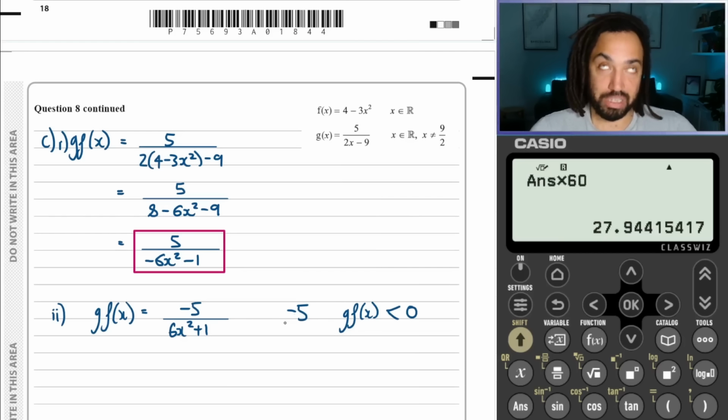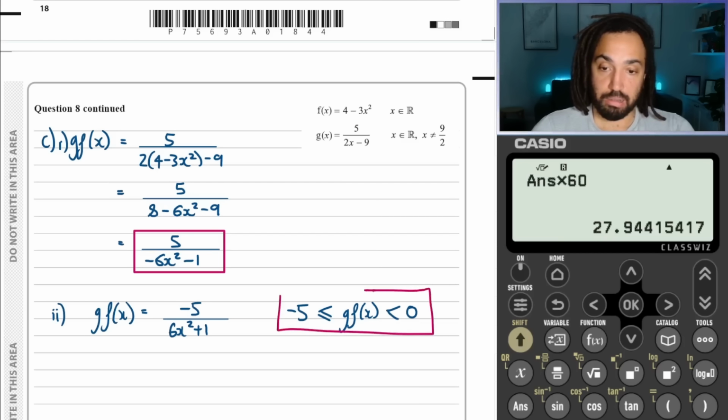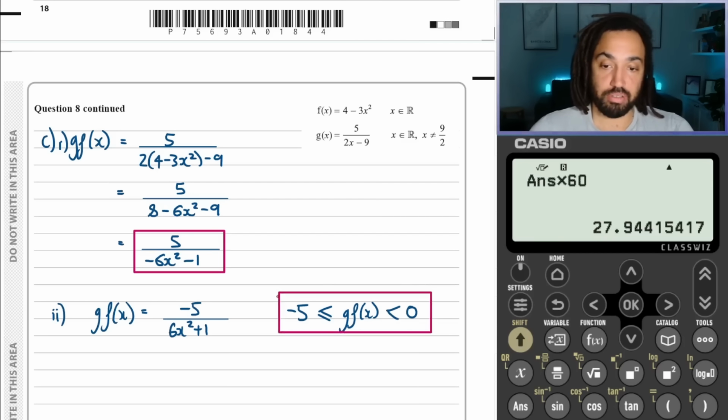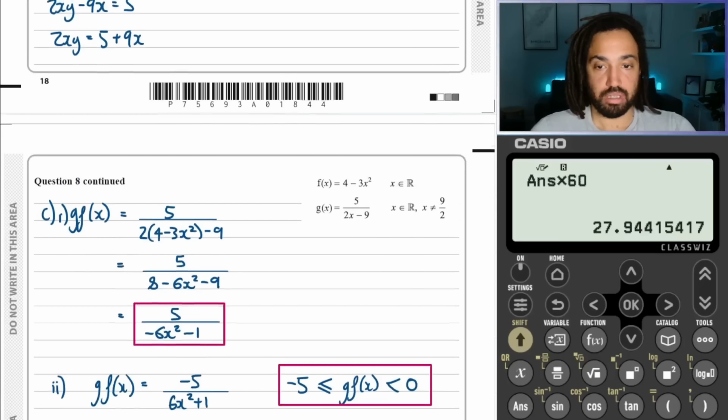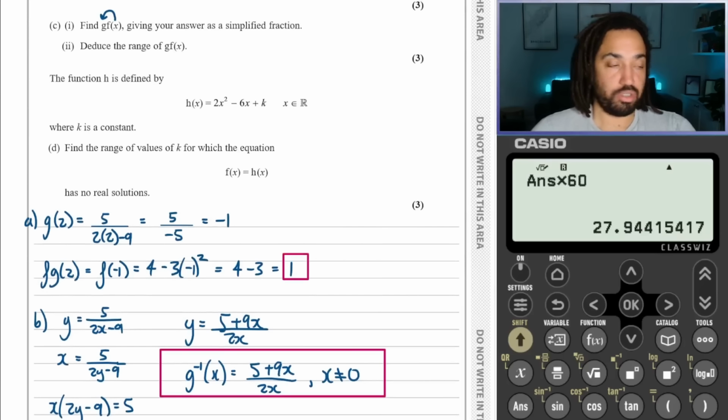So the biggest negative number it could be is minus 5, and it can equal that. So it looks like it's trapped in between minus 5 and 0, so that is our range. Perfect. Okay, let's do question D now.